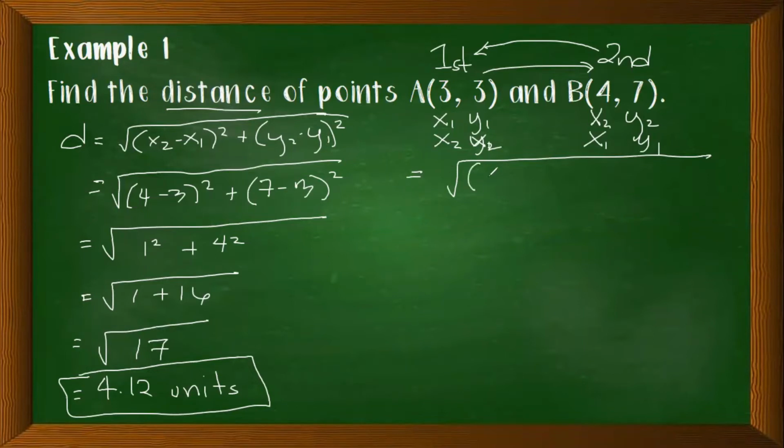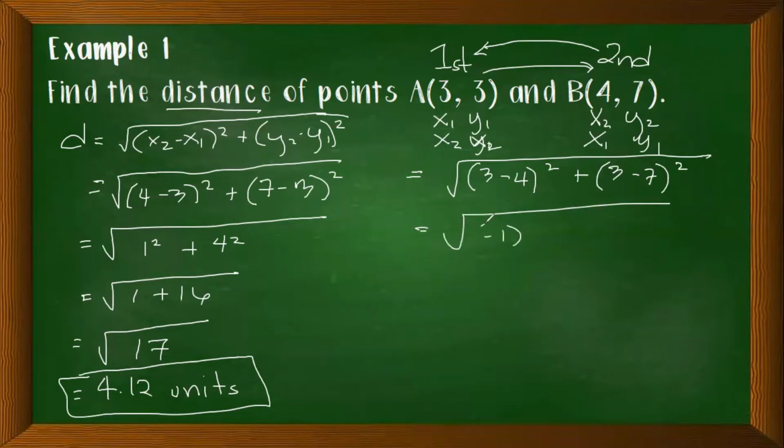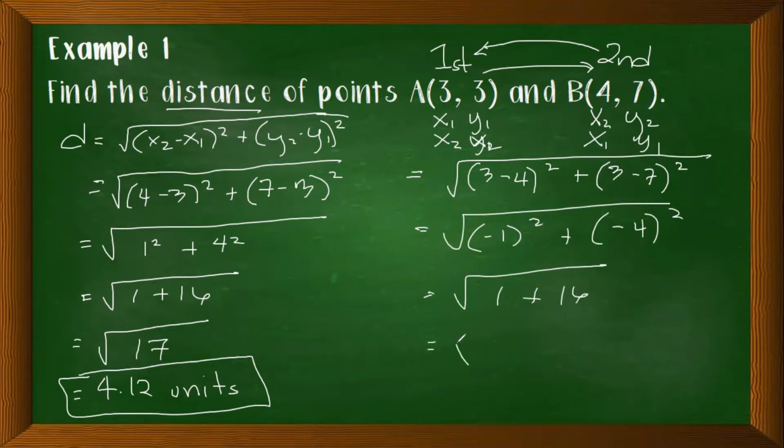Okay, so substitute the value of the items here. So we have x sub 2 and x sub 1. So our x sub 2 is 3 minus 4 squared. Okay, plus our y sub 2 is 3 minus 7 squared. So we have a negative 1 squared. Okay, then negative 4 squared. So we have 1 plus 16 and still the same. Okay, still the same. We have 4.12 as our final answer.